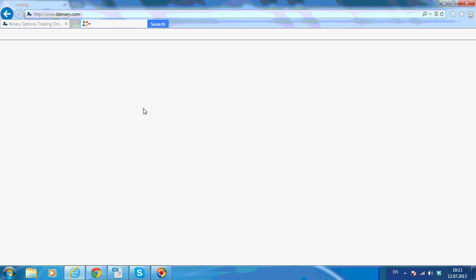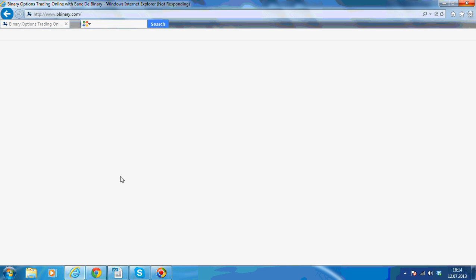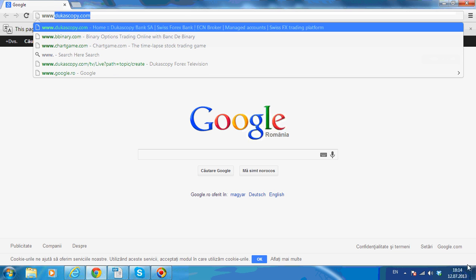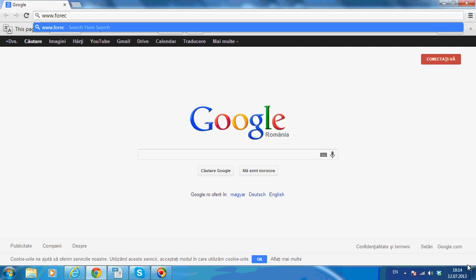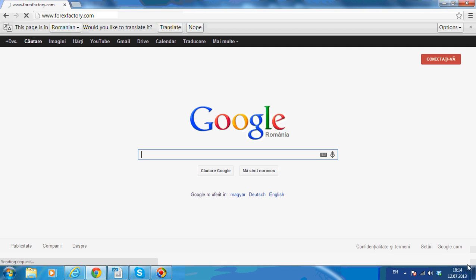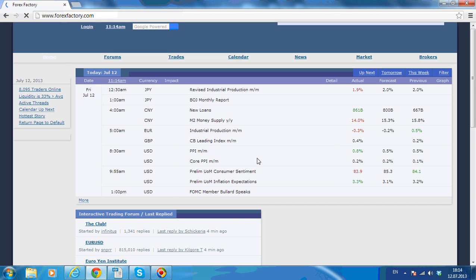Okay, so this is the binary platform, and it is just reloading. So what I'm trying to say is that you should go over the, so this is a Google page. You should go over the Forex Factory, www.forexfactory.com, and this is just an example of an economic calendar, but you can do actually any kind of examples, any kind of economic calendars.